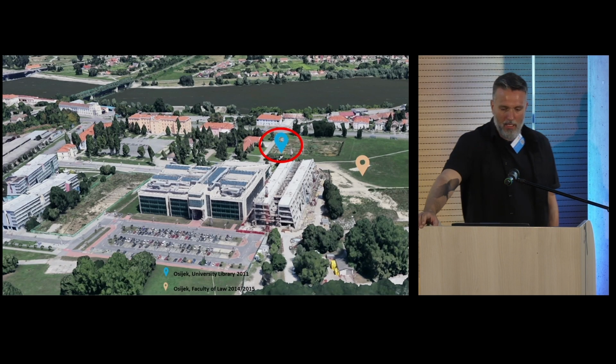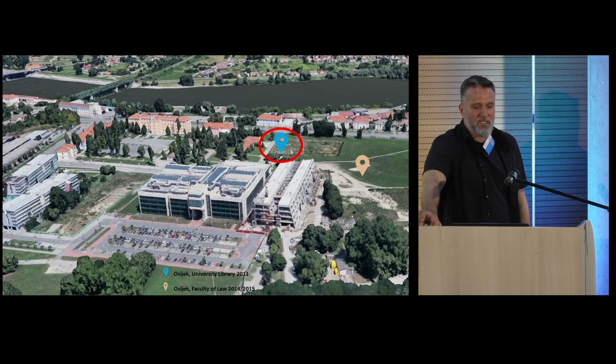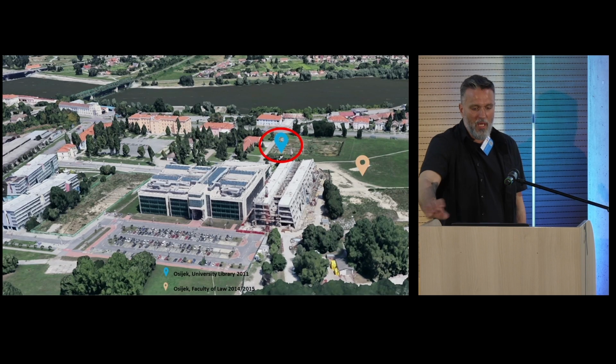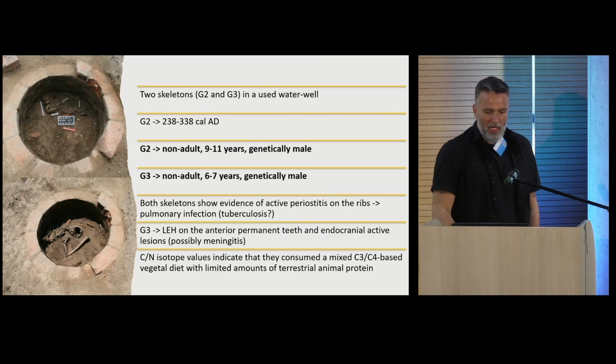You can see the excavations took place some 15 years ago, just south of the Drava River. So you can see this is the site today. These were rescue excavations, because the new university campus was being built, more precisely the university library. You can see this in the red circle. So this is the site itself.